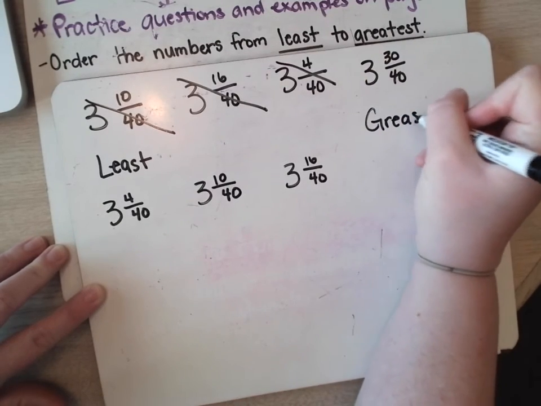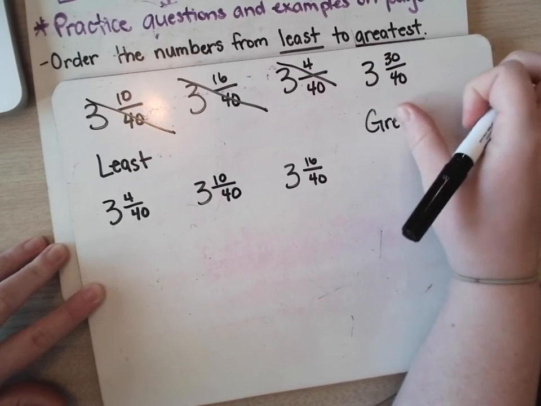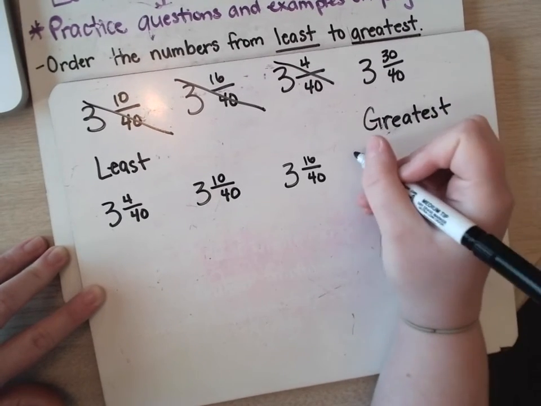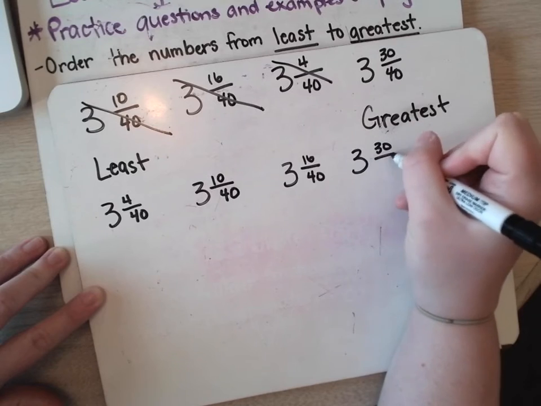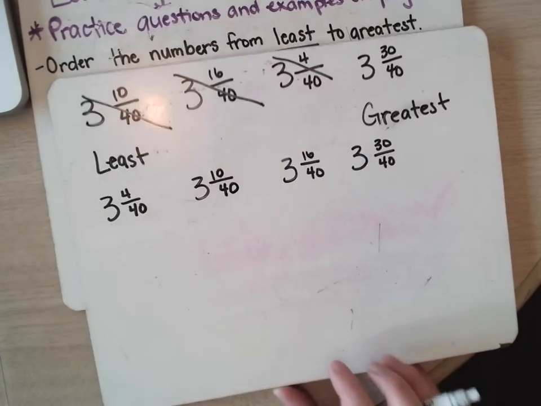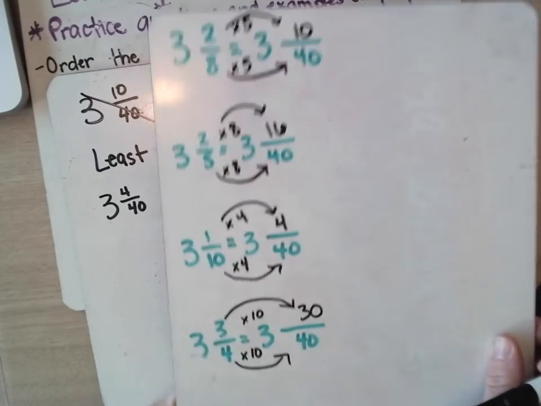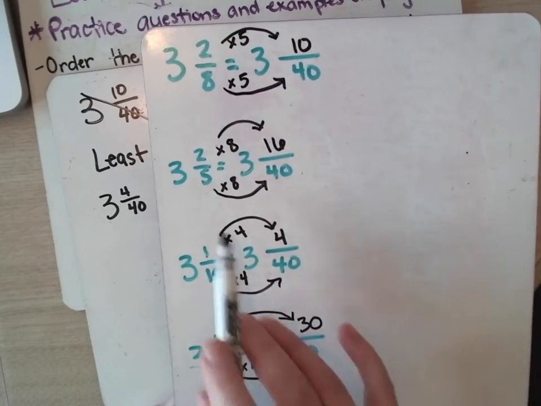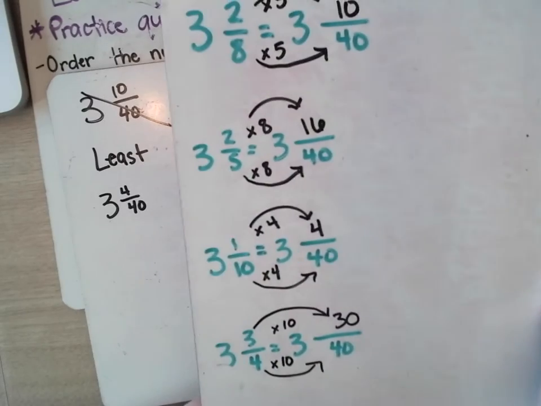And your greatest is 3 and 30/40. Now there's one more step. All you have to do is go back and fill in your equivalent fraction. So remember, we used this strategy. We found equivalent fractions. These are the exact same size. So we just go back and put in our original.